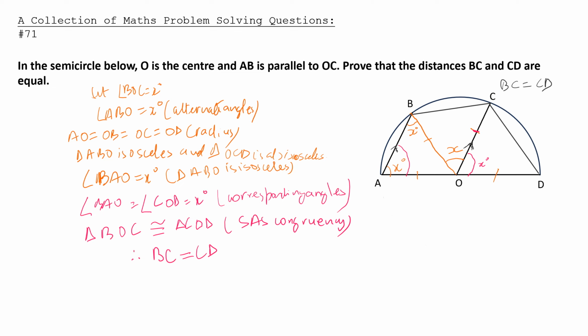So these sides are equal, and of course this side is also equal, but we are concentrating on these two triangles. Sides are equal and the included angle is equal. So BC equals CD.